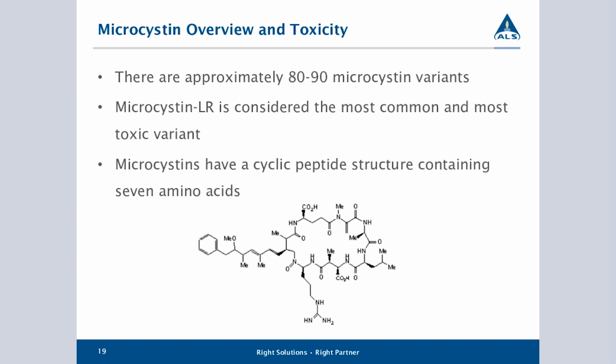There are approximately 80 to 90 different variants of microcystins. On screen, I have an example of the structure of a particular microcystin. Microcystin LR is considered the most toxic and most common variant of microcystin. As you can see from the illustration, microcystins have a cyclic peptide structure and they contain 7 amino acids.